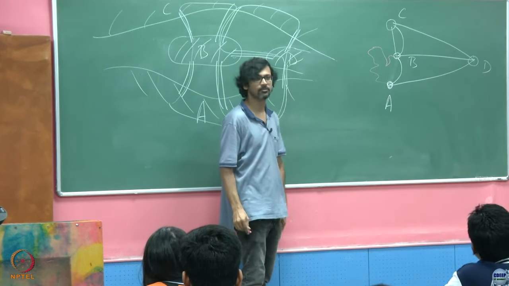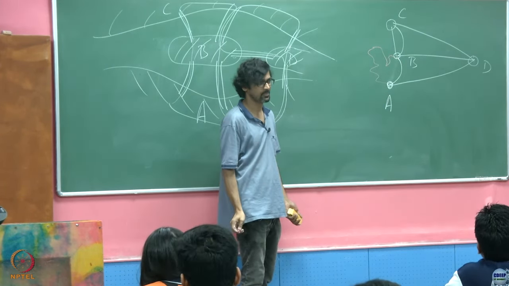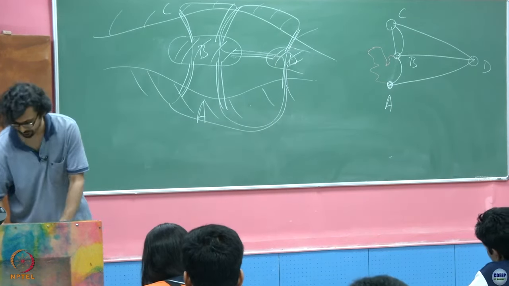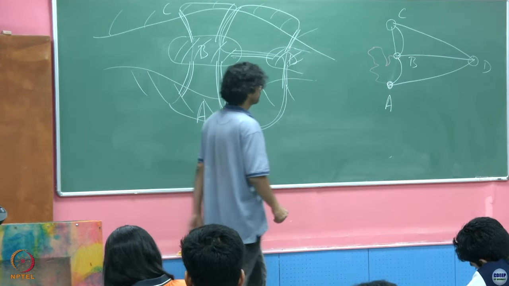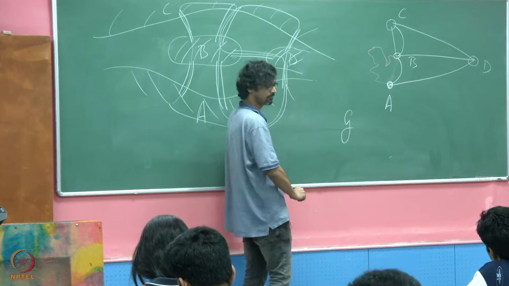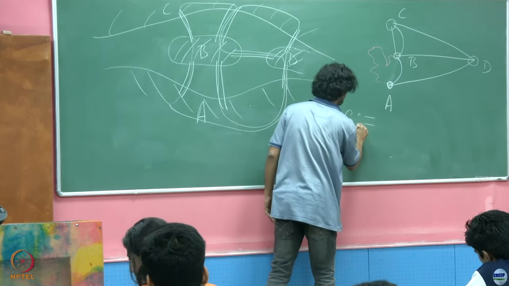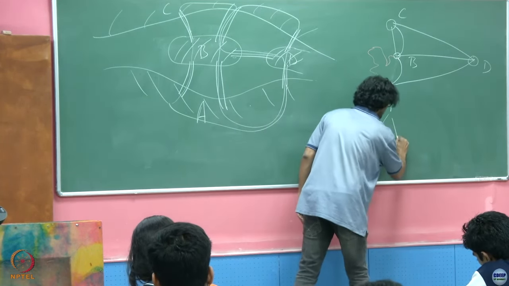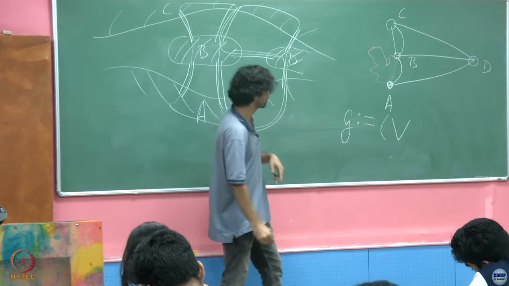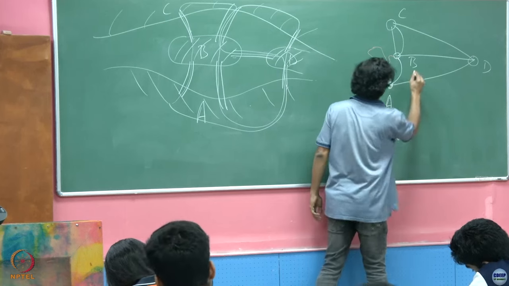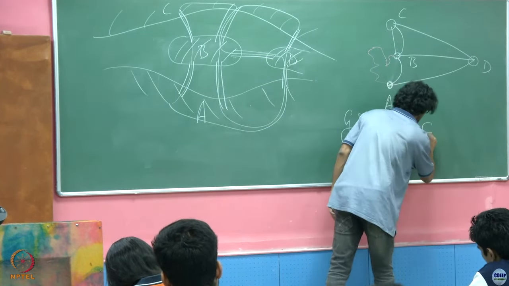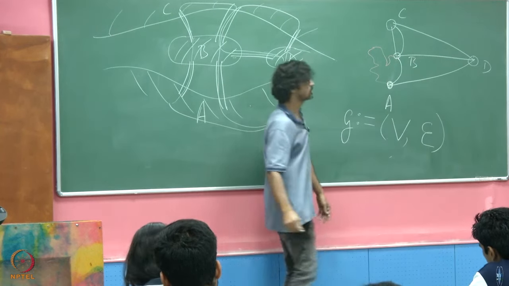That's also this graph. It's an abstract object. At the end of the day, this graph is nothing but these objects. What are these objects? So I define a graph in the following manner. It is V, which is a set of vertices or nodes, that are these A, B, C, and D, and E, which is a set of edges.